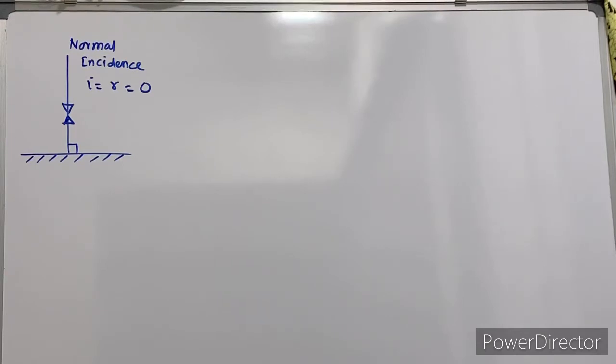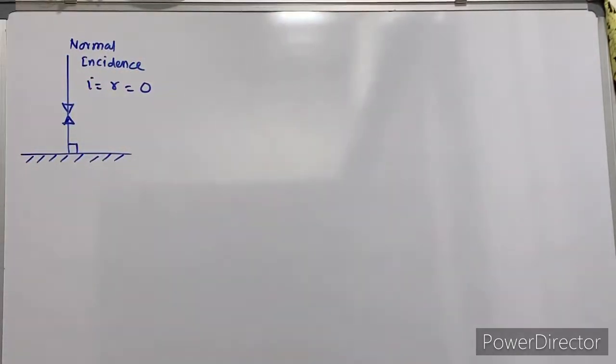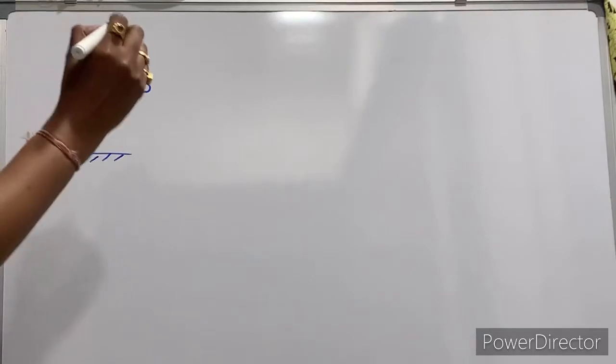Now many students write that the angle of incidence and angle of reflection are both 90. Not 90. What is the definition of angle of incidence? It is the angle made by the incident ray with the normal. Over here this is the normal, and the incident ray makes an angle of 0 degrees with the normal. Therefore the angle of incidence and angle of reflection both will be 0. Right?